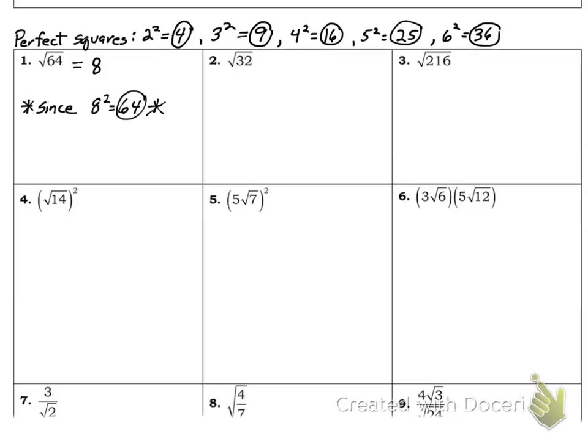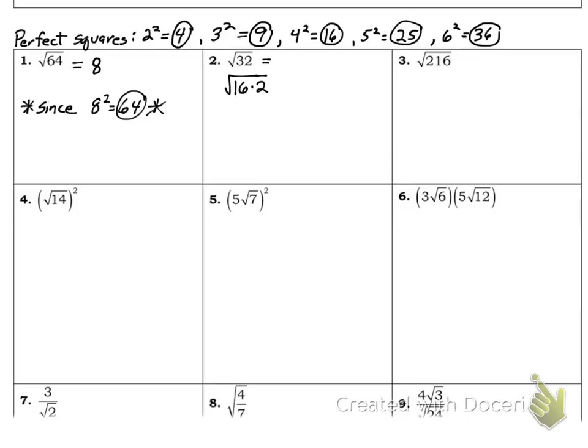Does 4 go into 32? It does. Does 9 go into 32? No. Does 16 go into 32? It does. Well, that's got to be the biggest one because 25 can't go into it, 36 can't. So 4 works and 16 works. I'm going to pick the biggest one that goes into it evenly. So I'm going to rewrite the square root of 32 as the square root of 16 times 2.